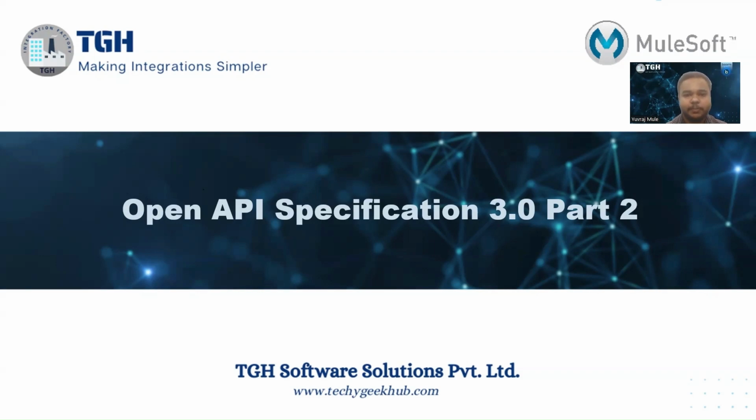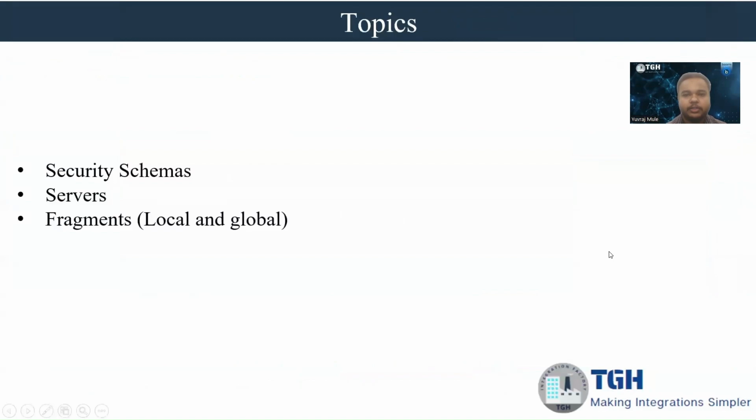So this is part 2 of the part 1 video on OpenAPI specification. If you haven't watched part 1, please feel free to watch it. In this video, we're going to discuss and learn how to write security schemas, servers or the base URLs, and fragments, local and global.